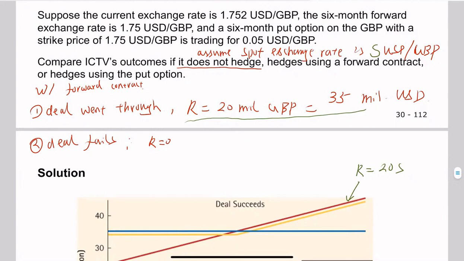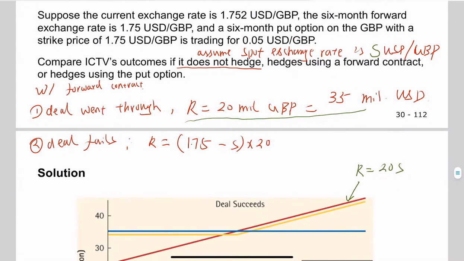Okay, the second case, the deal fails. We learned that when the firm does not hedge, if the deal fails, the firm's revenue is just zero. But if the firm hedges with a forward contract, even if the deal fails, the firm's revenue will not be zero. Intuitively, it's because the firm has entered the forward contract, and the firm has the contractual obligation to exchange GBP to USD, even if the firm hasn't received GBP from the UK firm, right? So now the revenue would be the difference between the forward exchange rate and the spot exchange rate times $20 million.